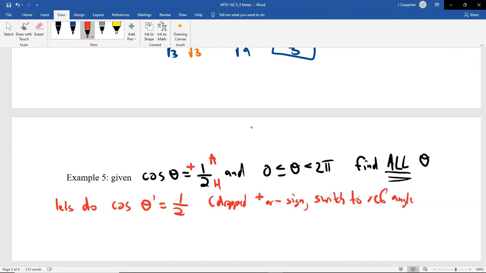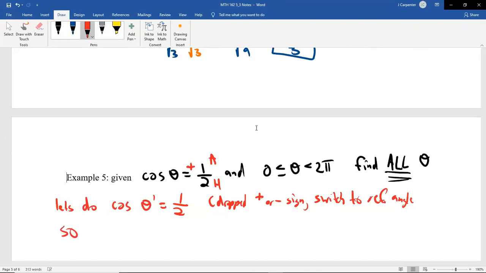Reference angle. Because the cosine of an angle has the same cosine as a reference angle, or for any trig function really, with maybe just a plus or minus difference. So if the cosine of the angle is 1/2, that means the cosine of theta prime is also 1/2. If the cosine was negative 1/2, that means the cosine of theta prime would have to be positive 1/2. Reference angles, all positives, no negatives.